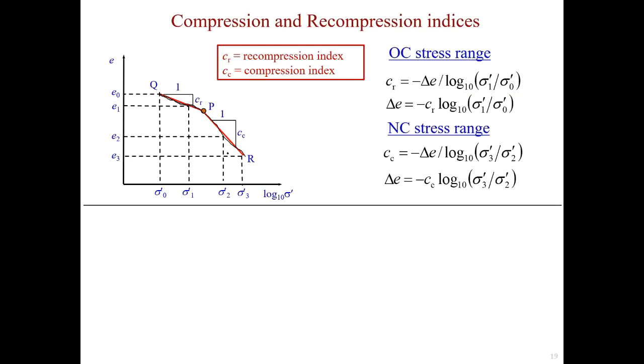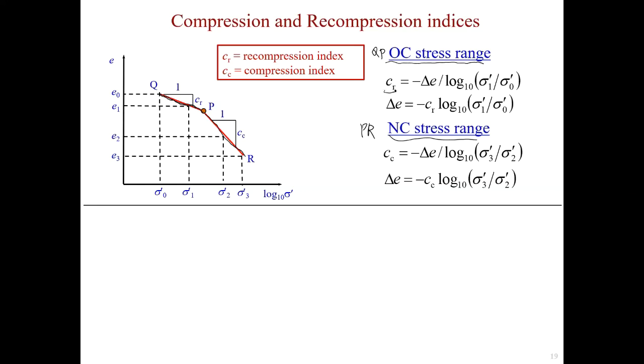So normally for the majority problem, we have a whole curve that is composed of two segments. The QP represents the OC stress range, and this PR represents the NC stress range. If you look at this figure, due to the geometry definition, we know the slope of the line, so we can work out the CR.